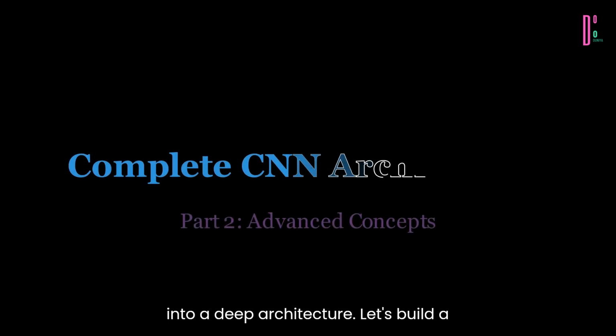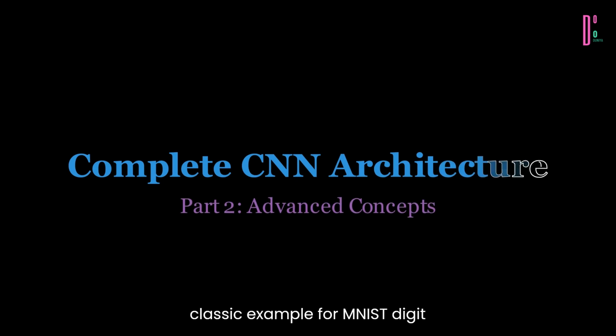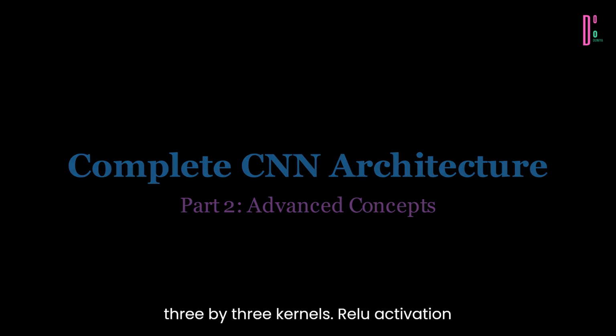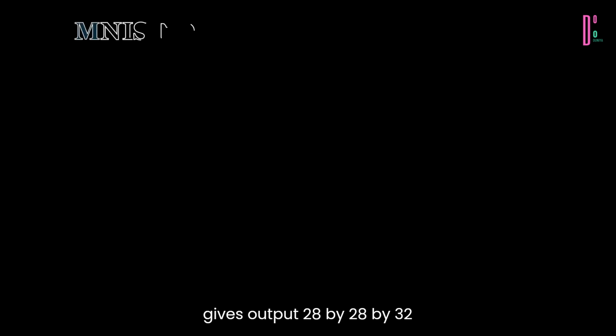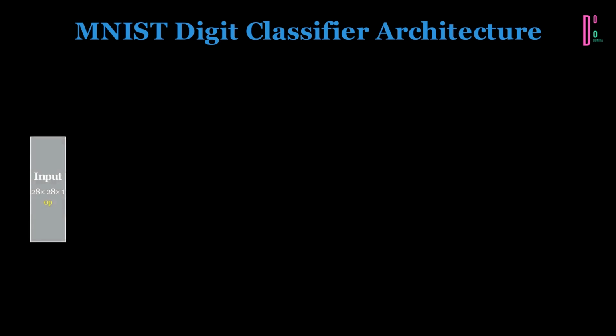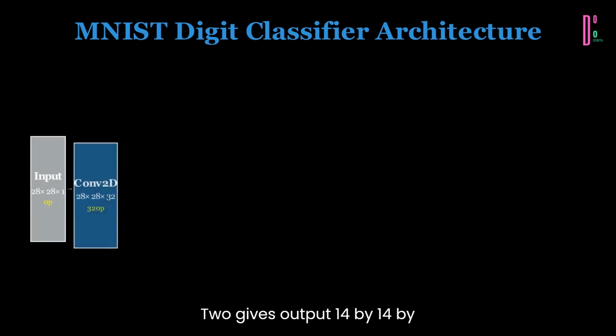A complete CNN chains these components into a deep architecture. Let's build a classic example for MNIST digit classification. Input, 28 by 28 by 1 grayscale image. Conv layer 1, 32 filters, 3 by 3 kernels, ReLU activation gives output 28 by 28 by 32. Max pool 1, 2 by 2 windows, stride 2 gives output 14 by 14 by 32.